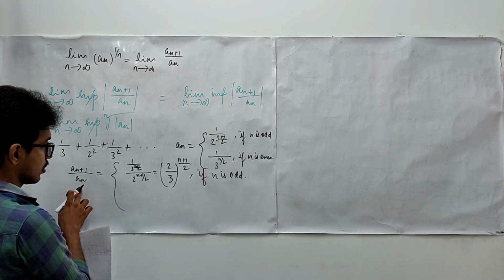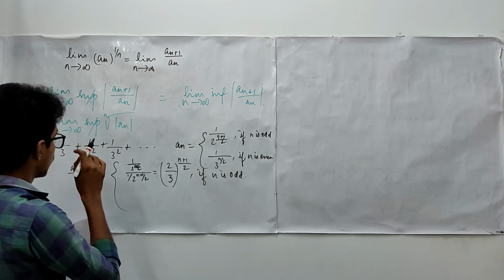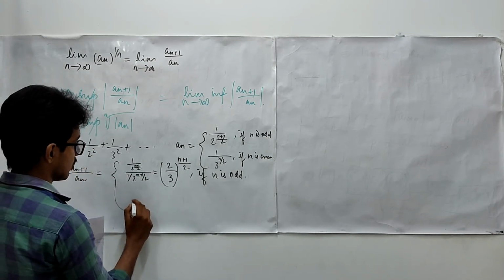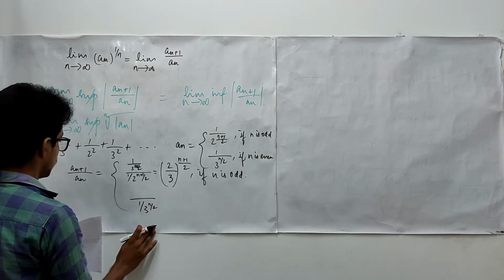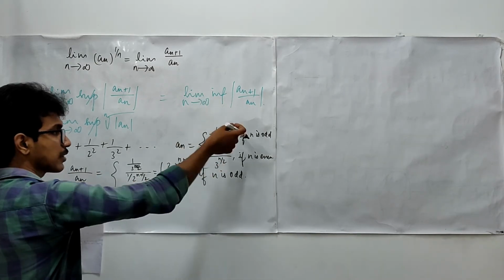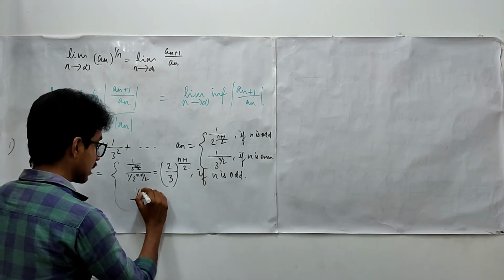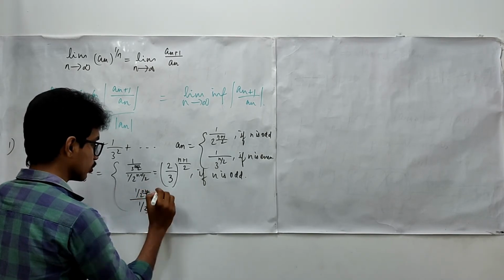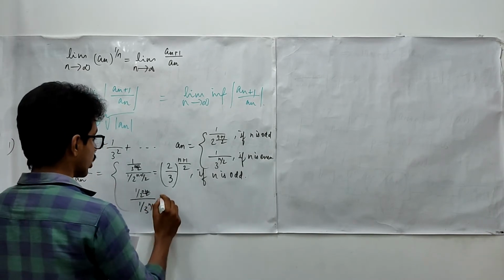Just a minute, did I write it correctly? So 1 upon... Next, when n is even, it is 1 upon 3 power n by 2, right? And when n is even, n plus 1 will be odd, so it is going to be 1 upon 2 power n plus 2 by 2. In the place of n, we have to substitute n plus 1. This is going to happen.